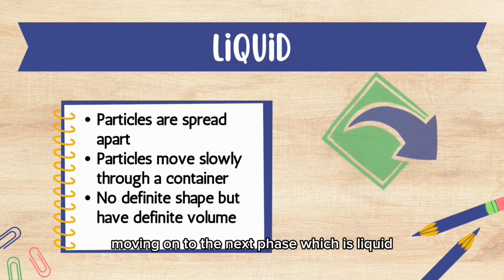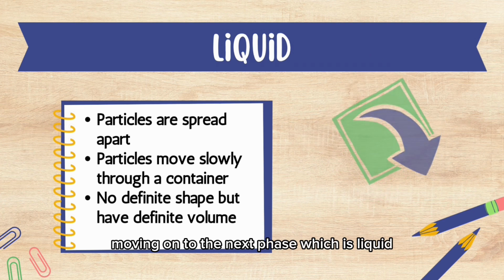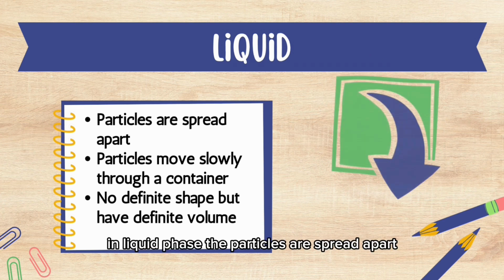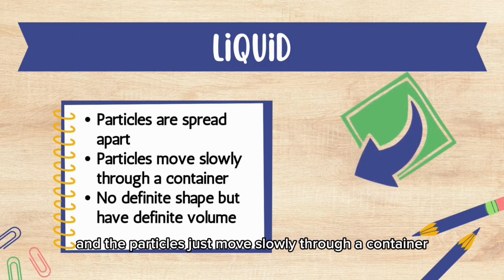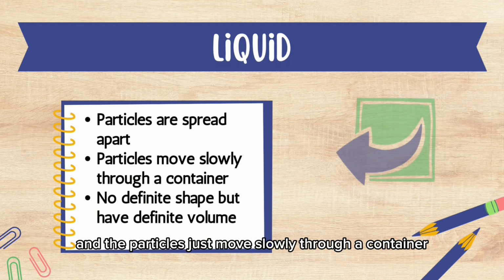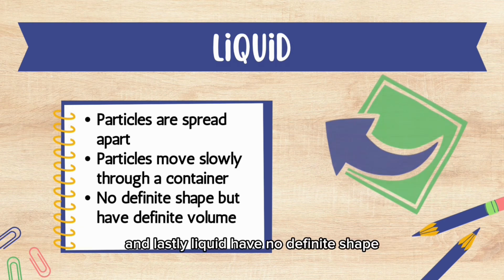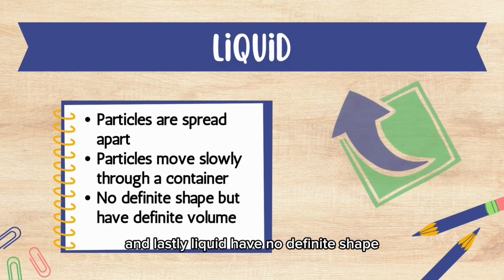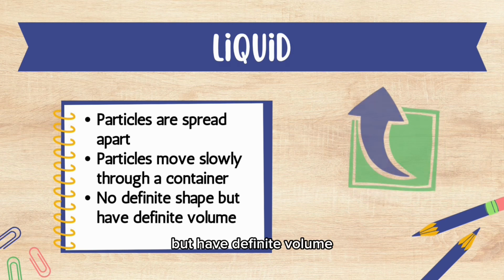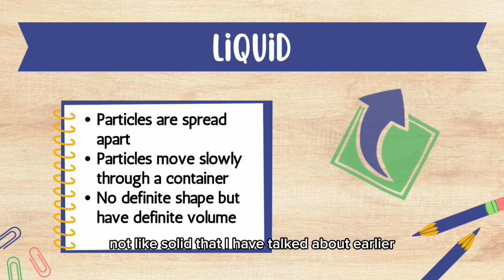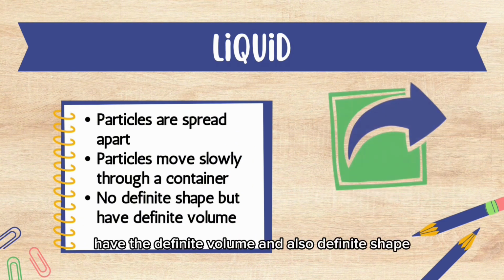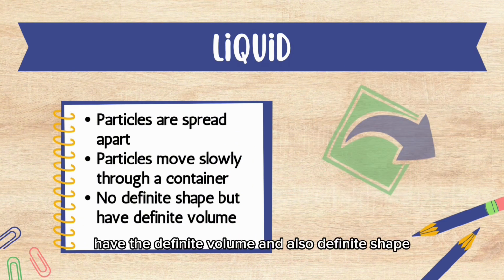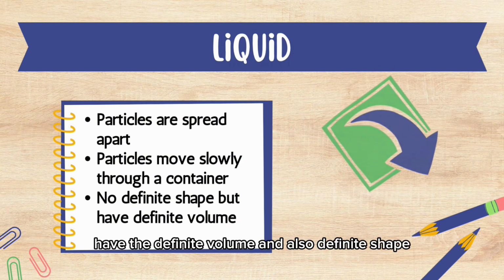Moving on to the next phase, which is liquid. In liquid phase, the particles are spread apart and the particles just move slowly through a container. And lastly, liquid have no definite shape but have definite volume, not like solid that I have talked about earlier, which is solid have the definite volume and also definite shape.